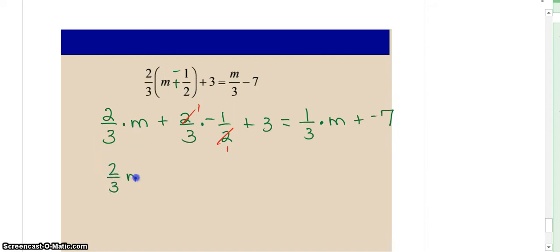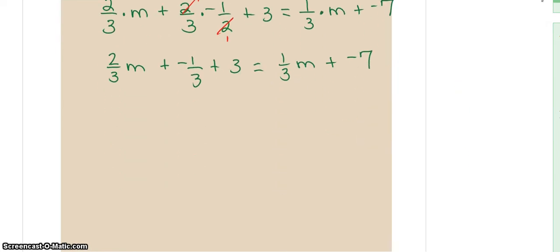Is 2/3 m. Plus, here we have 1 times negative 1 in the numerator, which is negative 1, and 3 times 1 in the denominator, which is 3, or think about it as a positive times a negative equals a negative. Plus 3 equals 1/3 m plus negative 7. Okay, so I'd like for you to take it from here and pause the video, and when you're done, check back, play to see how you did.